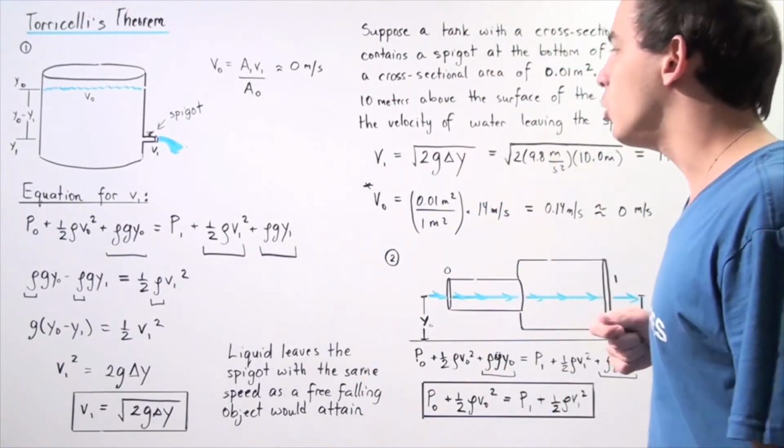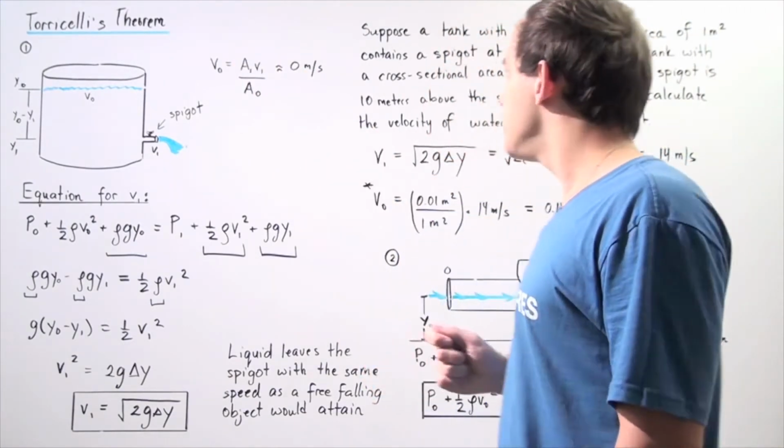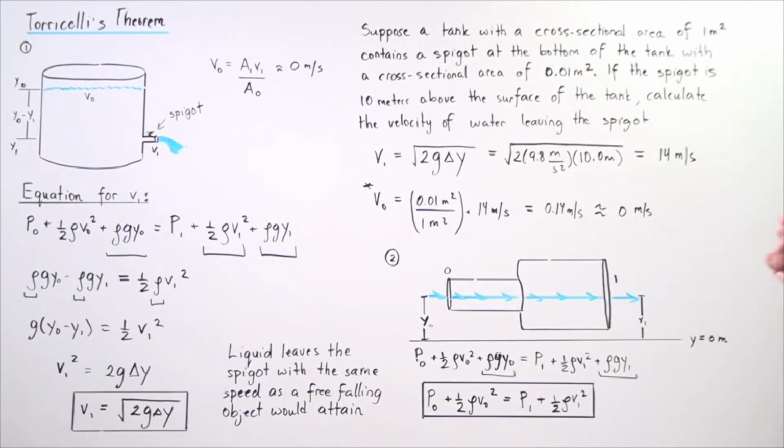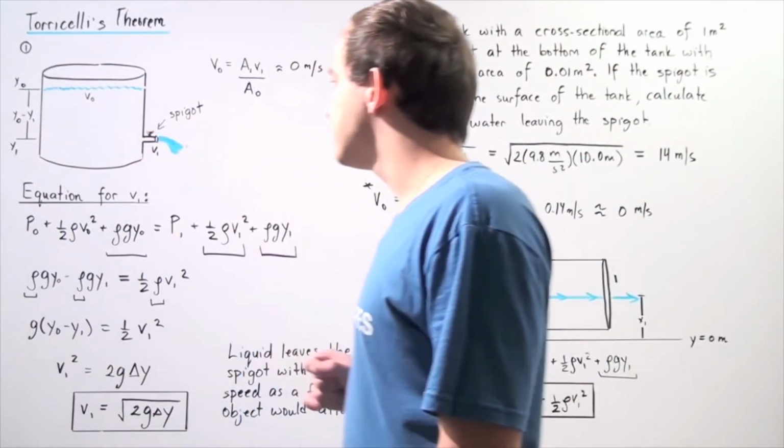So let's look at the following example in which we're going to apply Torricelli's theorem. Suppose a tank with a cross-sectional area of 1 meter squared contains a spigot at the bottom of the tank with a cross-sectional area of 0.01 meters squared. If the spigot is 10 meters below the surface of the tank, calculate the velocity of the water leaving the spigot. So our fluid in the tank is water. The distance, change in y, is 10 meters.